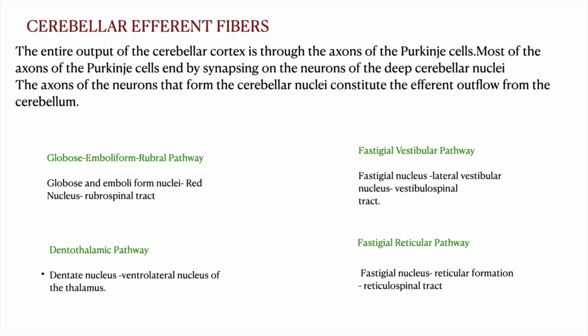These are four in number. The globose-emboliform-rubral pathway, where the fibers go from the globose and emboliform nuclei to the red nucleus, and from there the rubrospinal tract. You have the dentothalamic pathway, where fibers go from the dentate nucleus to the ventrolateral nucleus of the thalamus. You have the fastigial vestibular pathway, where fibers go from the fastigial nucleus to the lateral vestibular nucleus, and from there the vestibulospinal tract. Then you have the fastigial reticular pathway, in which fibers go from the fastigial nucleus to the reticular formation, and from there to the reticulospinal tract.